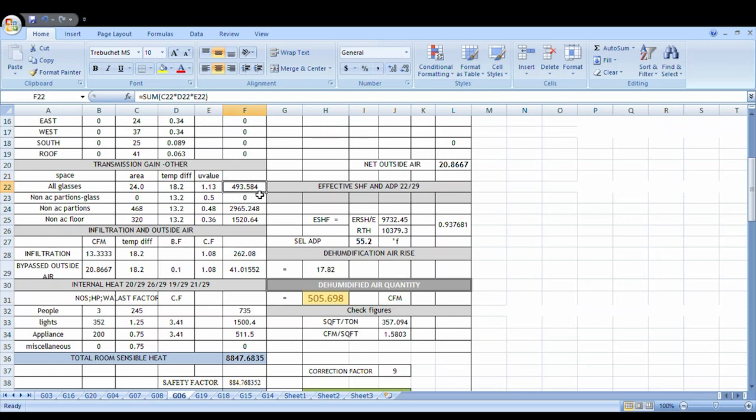You will get this area. We don't have a non-AC partition glass. For the non-AC partition, the U value is 0.548, and for the non-AC floor you will get 0.36. Multiply by these and you will get these values. Actually, you get the U value from the civil department. If not, you can use this value from the design data book. I took it from the design data book, guys.